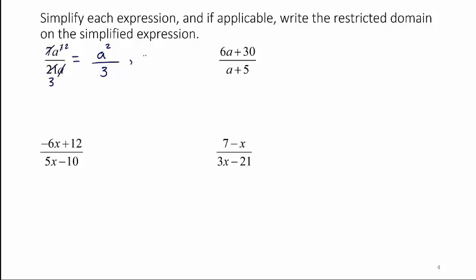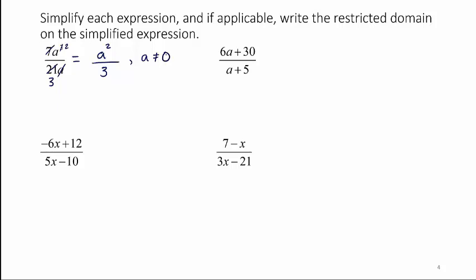And I would also say that a cannot be 0, right? Because a was in the denominator originally. If we looked at that original expression, we would have said, well, a can't be 0. And so that has to apply for our final simplification as well. So a can't be 0.